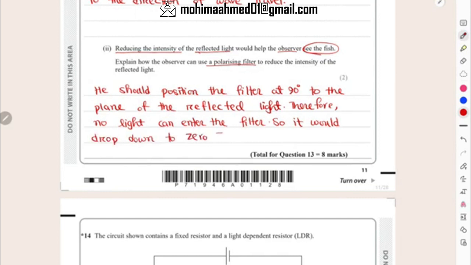To zero intensity. Right, so this is it for your question 13. I hope it was clear enough for everyone to understand.